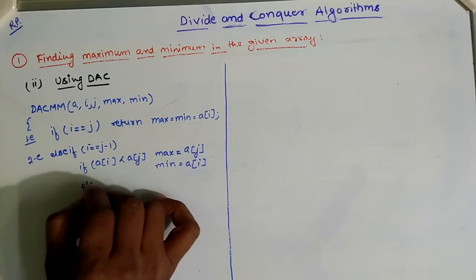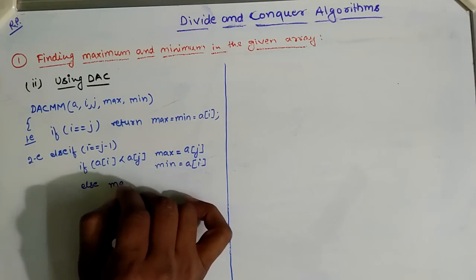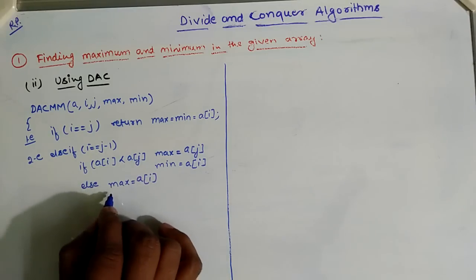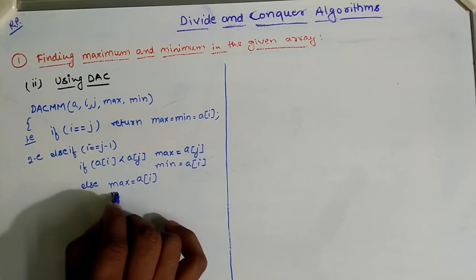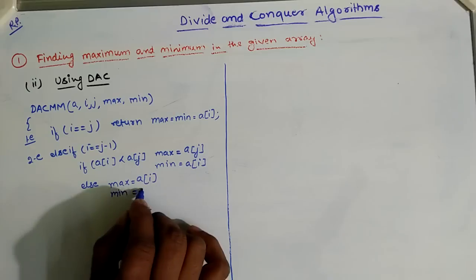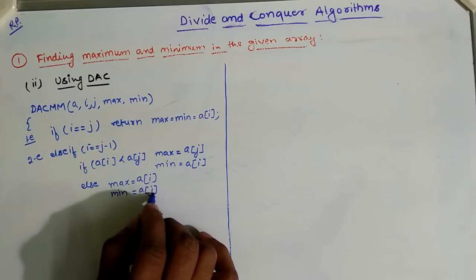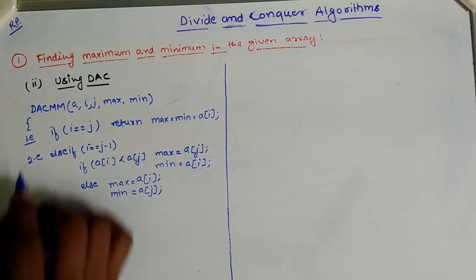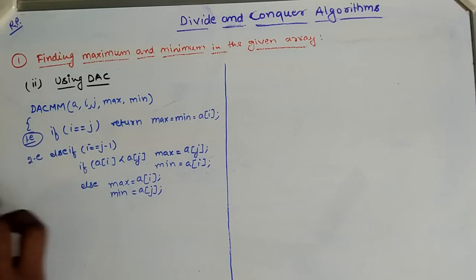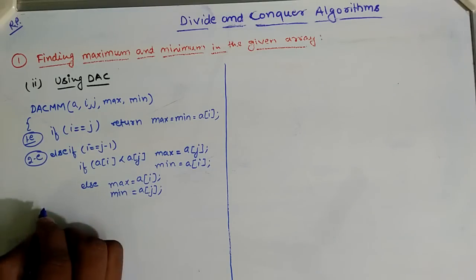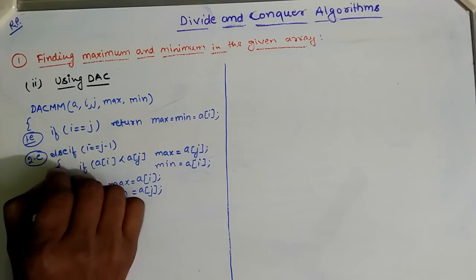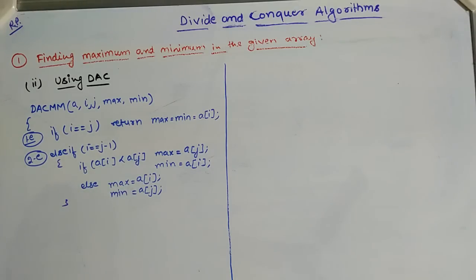Else max is equal to A of I and min is equal to A of j. Okay, so this is the base case when one element is there. This is the base case when two elements are there. So this else is closed here.